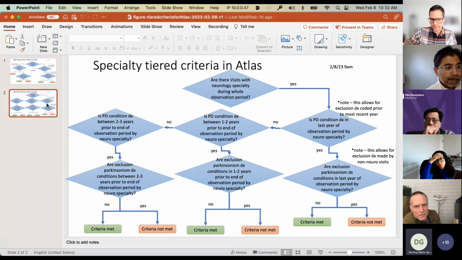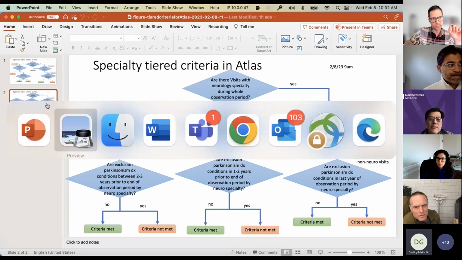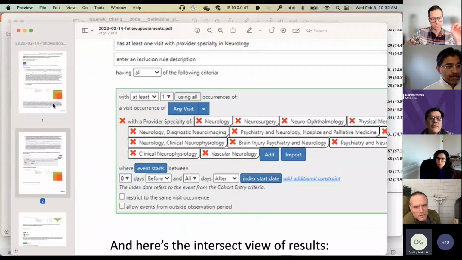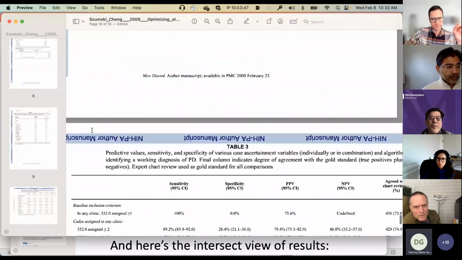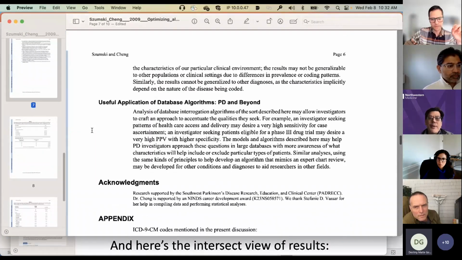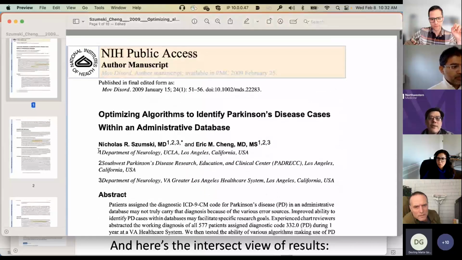That's an impressive phenotype. I'm wondering, maybe you've mentioned this and I didn't catch it. This phenotype, this tiered criteria, was it developed with phenotyping in mind or with manual chart review in mind? It was done with manual chart review. It's this paper here. Okay, great.